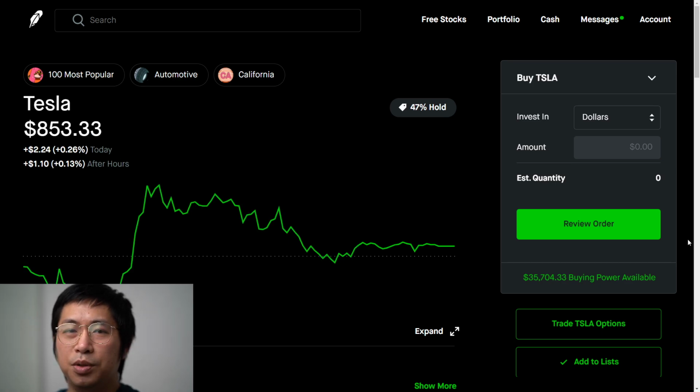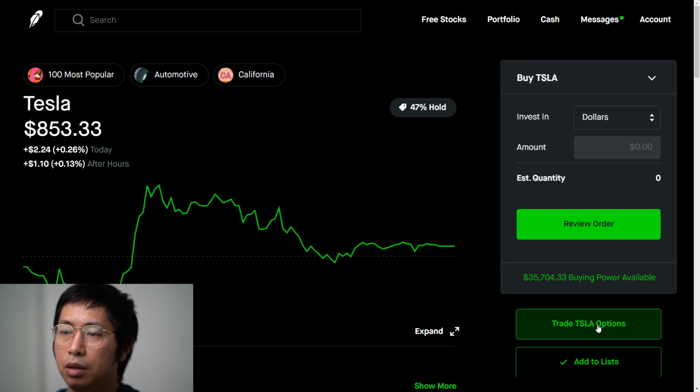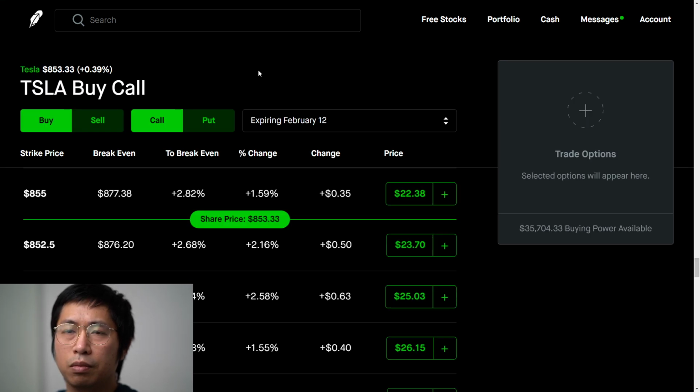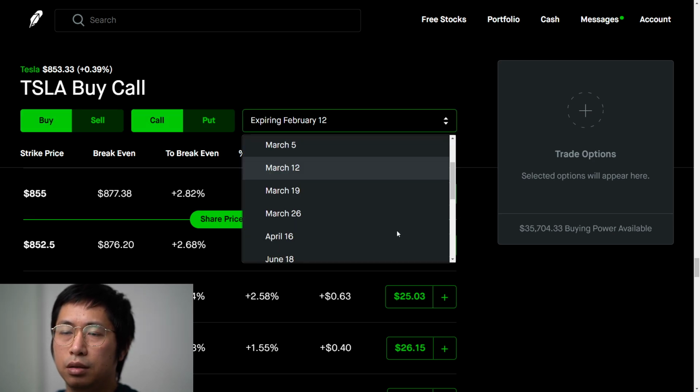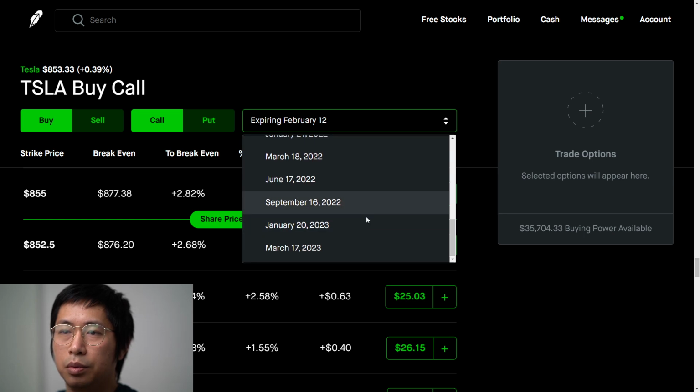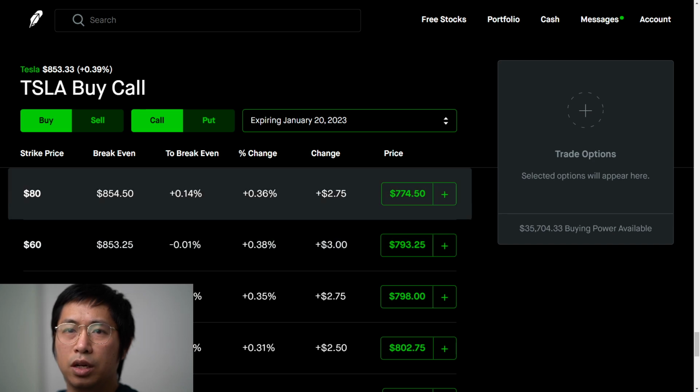So make sure that options are enabled in your account. There's a button here that says Trade Tesla Options. We're going to buy a call and then pick an expiration date. Let's say something like, I don't know, January 20th, 2023. And then we pick a strike price.